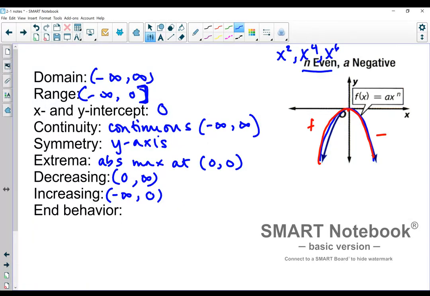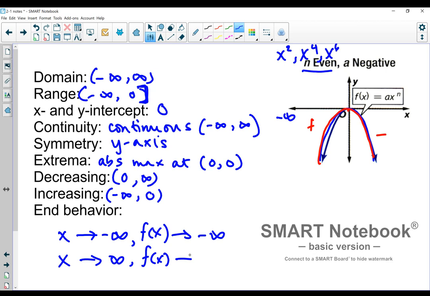Let's see, end behavior. As x is going to negative infinity, so as I'm going to the left, what are my y's doing? My y's are going down, so negative infinity. And same thing as I go to the right, so as x goes to positive infinity, my f of x, my y's are going down.